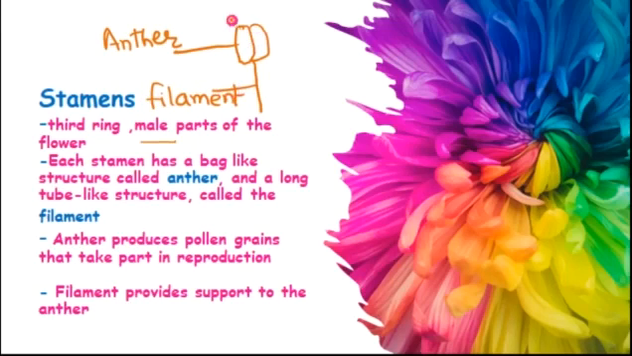Inside this anther are the pollen grains. These pollen grains take part in reproduction. They fertilize the female ovule, and finally they help in making the seeds. Clear? And this filament provides support to the anther.